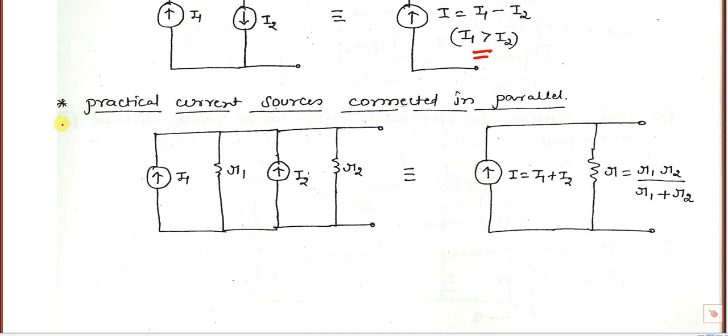Next, very, very important. If two practical current sources are connected in parallel, I told you, in parallel we can add currents. So this is one practical source and this is a second practical source. If they are connected in parallel, we can add the currents. I1 plus I2 are both going upwards, so the net current is this one. R1 and R2 are also in parallel, so the net equivalent resistance is 1 over R1 plus 1 over R2, which is equal to R1 R2 divided by R1 plus R2.